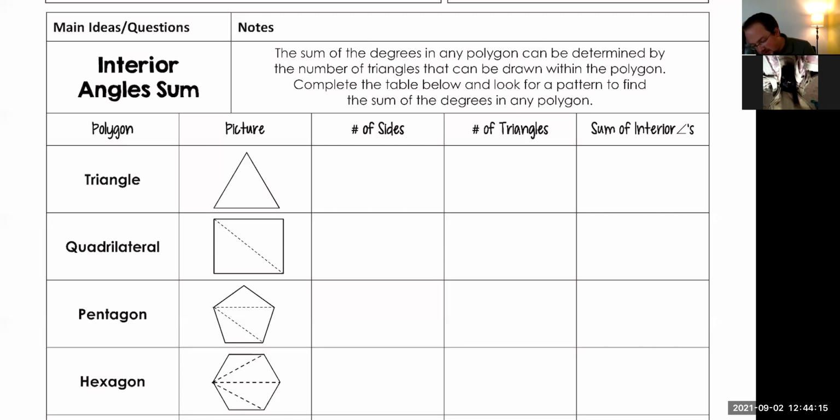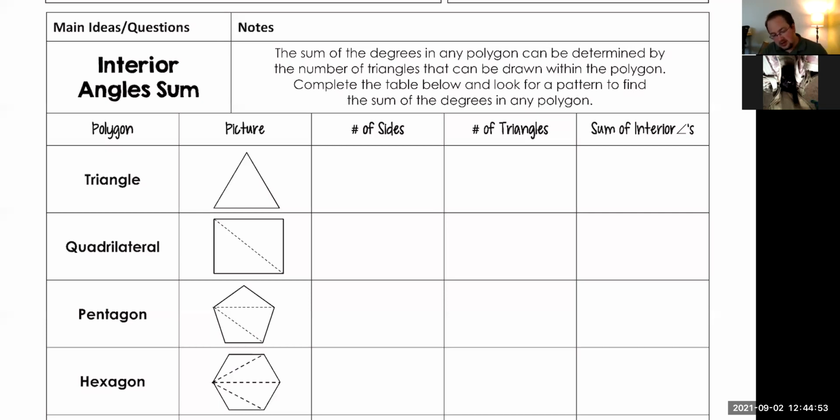So it says that the sum of the degrees in any polygon can be determined by the number of triangles that can be drawn within that polygon. We're going to complete the table below, looking for a pattern first that is going to actually help us create a formula towards the bottom here in order to calculate the sum of the degrees in any polygon. So again, we're coming off of triangles. You add up all their angles, we know it equals 180 degrees. Because we know that to be true, we're going to use that fact, drop in some triangles in these other shapes, and be able to calculate what's going on here.